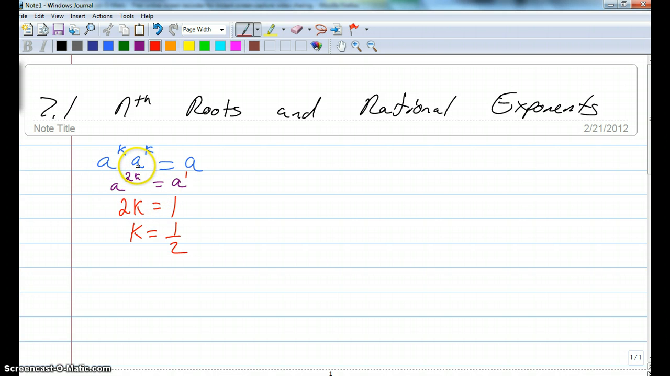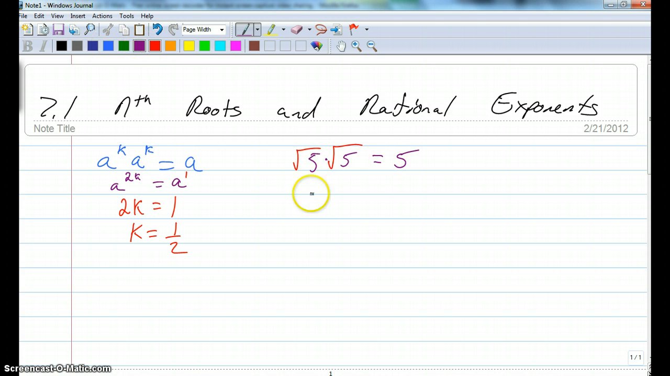What times itself will give us just the base by itself? So for example, if I had 5 times 5 equals 5. Now we know that's not true, right? 5 times 5 is 25, but we could do some sort of notation, some other symbol, where 5 with some symbol times 5 with the same symbol is equal to 5. Some of you may have come up with it. The square root of 5 times the square root of 5 is indeed 5.